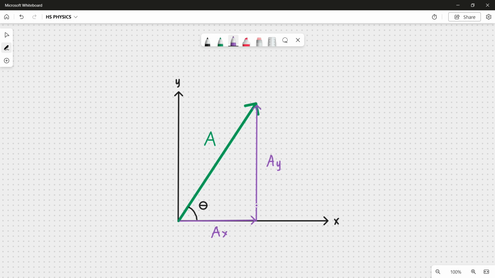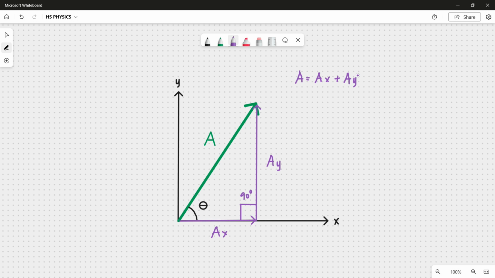In this example, Ax and Ay form a right angle, meaning that the angle between them is 90 degrees. Ax and Ay are defined to be the components of A along the x and y axes. The three vectors A, Ax, and Ay form a right triangle. If the vector A is known, then its magnitude, its length, and its angle theta, its direction, are known.